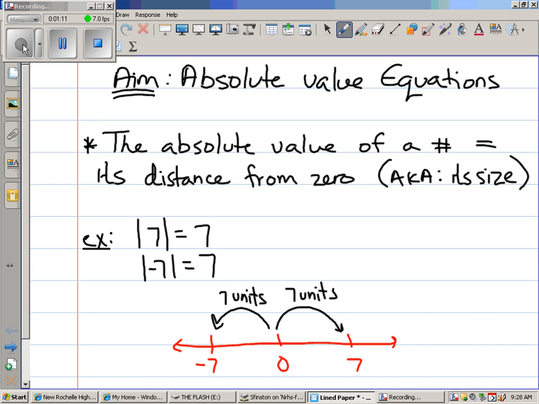Everybody's cool with that? Yeah? Did you guys know that? That's what absolute value does? Tells you the size? Yeah.